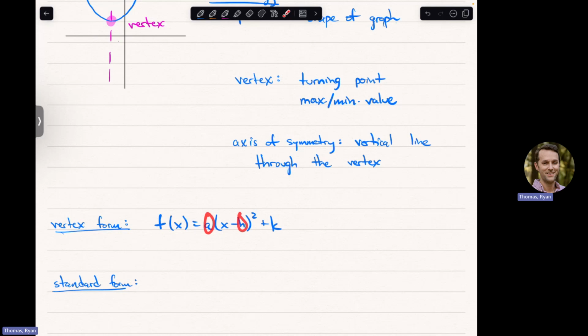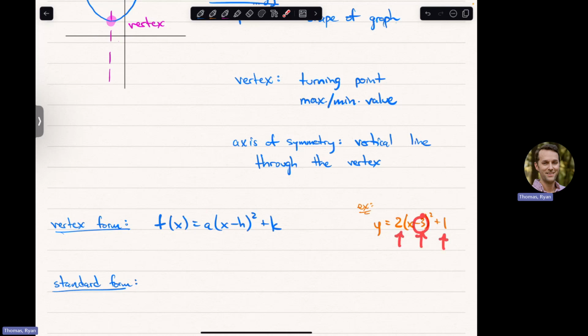But a and h and k here are just some number, right? Some constant value. So for example, something like 2(x minus 3) squared plus 1. Well, we've seen stuff like this before, right? You can probably, and maybe pause the video here and think for a second, but we should be able to look at this and tell how this differs from x squared, from the parent function.